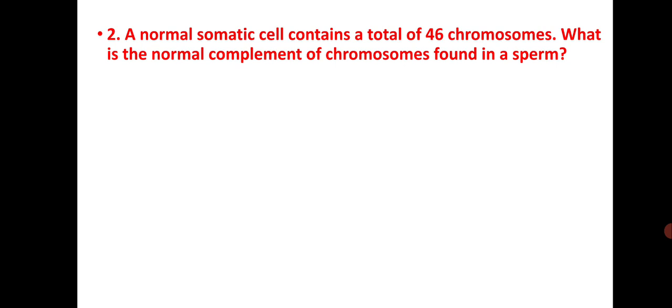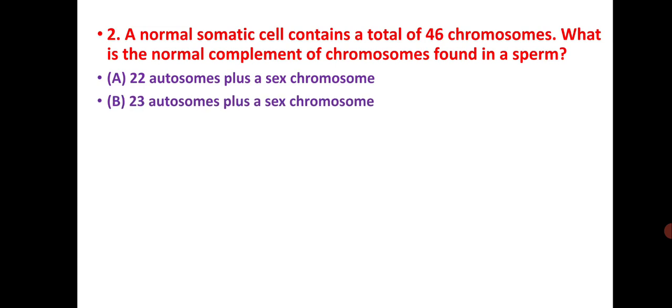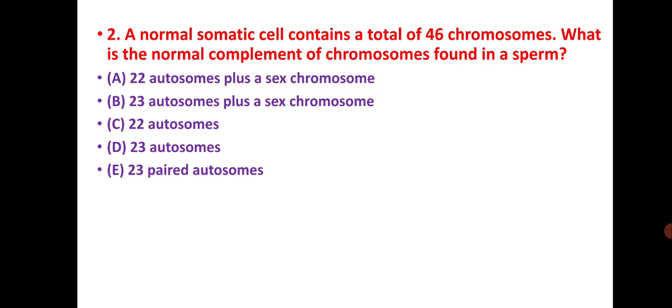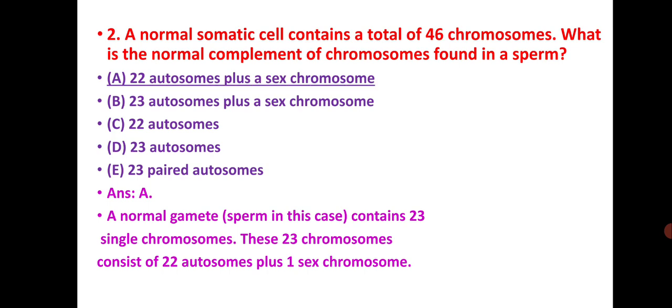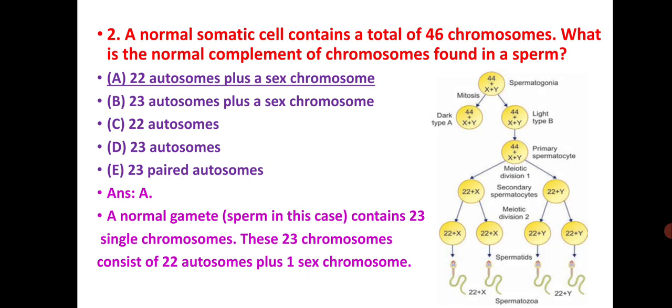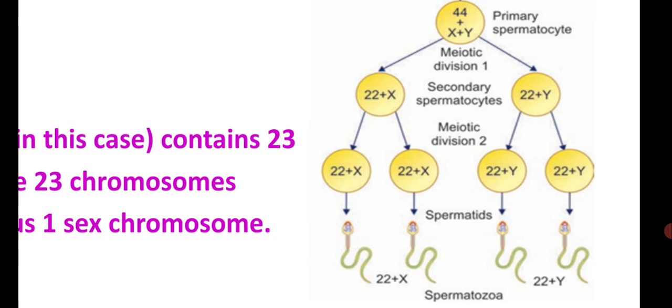Second question: a normal somatic cell contains a total of 46 chromosomes. What is the normal complement of chromosomes found in a sperm? 22 autosomes plus a sex chromosome, 23 autosomes plus a sex chromosome, 22 autosomes, 23 autosomes, 23 paired autosomes. Guess the answer? Answer will be A, that is 22 autosomes plus a sex chromosome. In this image you can see that in spermatogenesis, the sperm has 22 chromosomes plus a sex chromosome, X or Y.